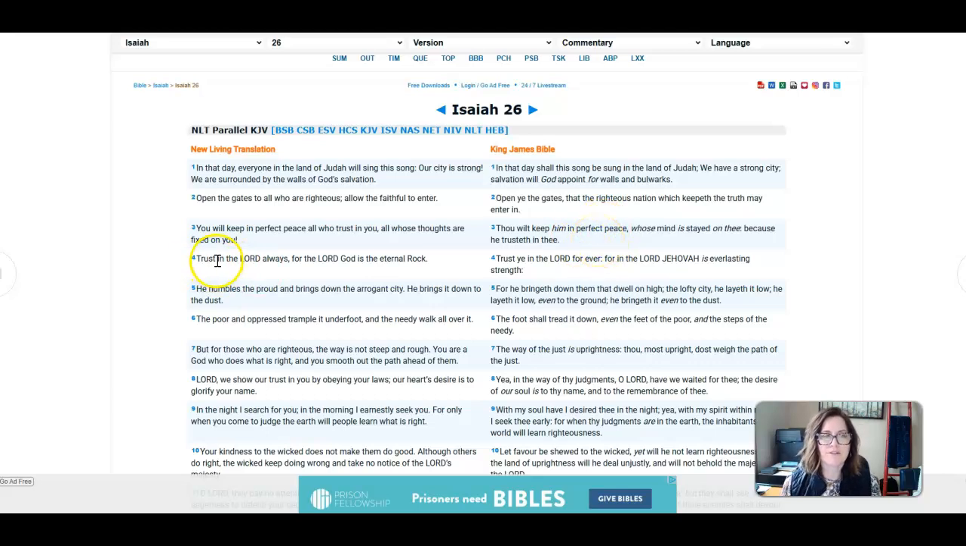Right here, when it says, trust in the Lord always, for the Lord God is the eternal rock, that is great. I actually really like this phrase in the King James Version a little bit better. Everlasting strength. I love thinking of strength. So for me, I like verse 4 in the King James Version better than the New Living Translation.